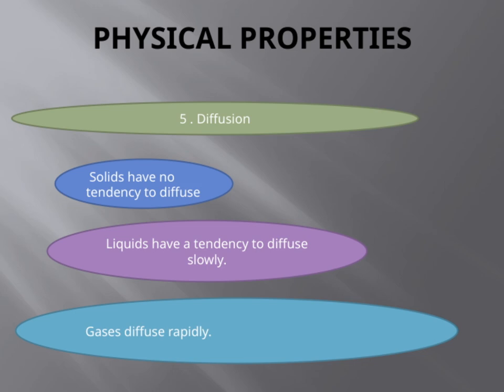behave in different states. It's especially important when considering processes like mixing, separation, or even how gases disperse in the atmosphere. So, in summary, diffusion is minimal in solids, slow in liquids, and rapid in gases, and these differences are fundamental to how materials interact and behave in our world.